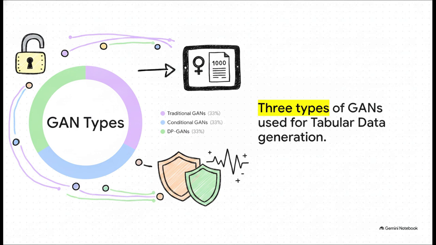That led to conditional GANs, which are awesome because they let us force the model to generate specific classes. We can literally tell the AI, hey, generate 1,000 health records, but specifically for female patients. Finally, to make absolutely sure no private data leaks through the model, we developed differentially private GANs, or DP GANs. They use these brilliant techniques like gradient clipping and injecting mathematical noise during training to completely guarantee privacy.